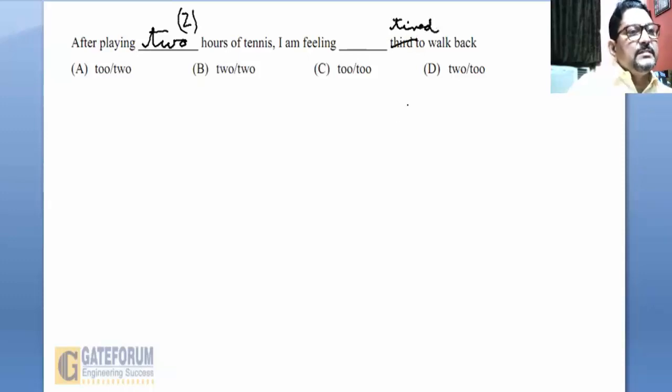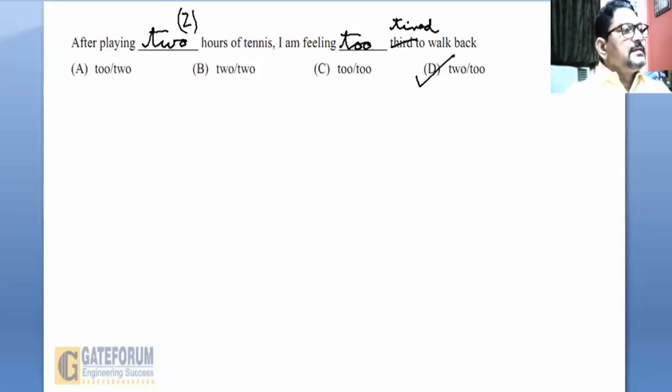So a few printing mistakes, of course. I am feeling too tired. This is extremely tired to walk back. So we can see that the option that matches this is number D. So number D is the answer.